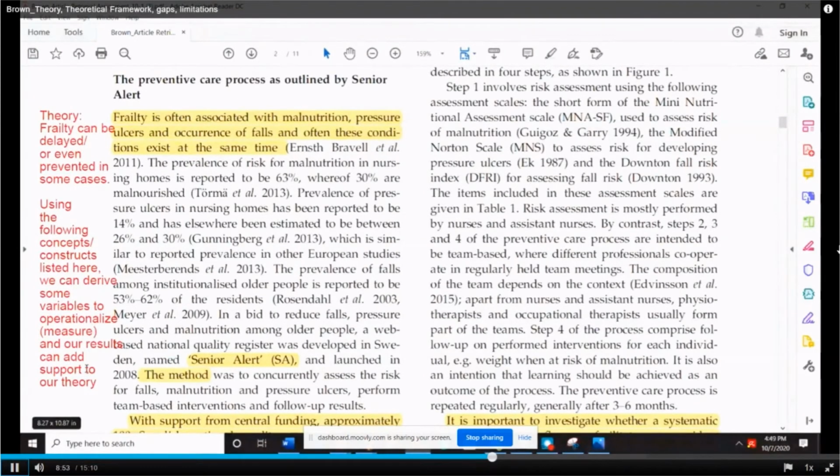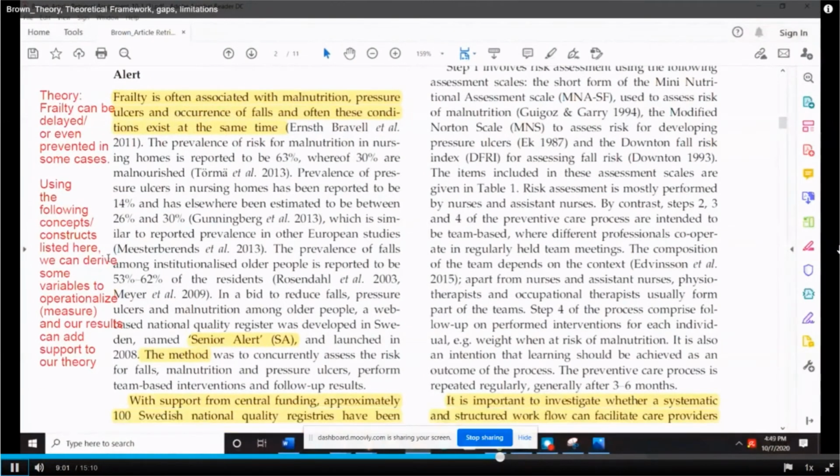So, for example, you did ask, how do you know what is a concept or a construct, and how do you know what is a variable? Well, it's a very good question, because concepts and constructs are very abstract, and they're not really what we study per se. They're just where we get areas of the theory that could be studied. So malnutrition is an area of the theory. It's a concept of the theory of frailty, right?